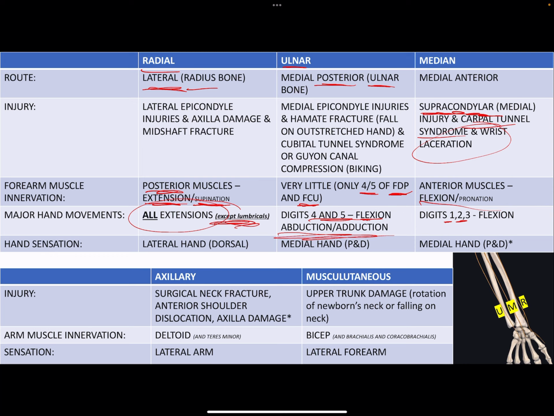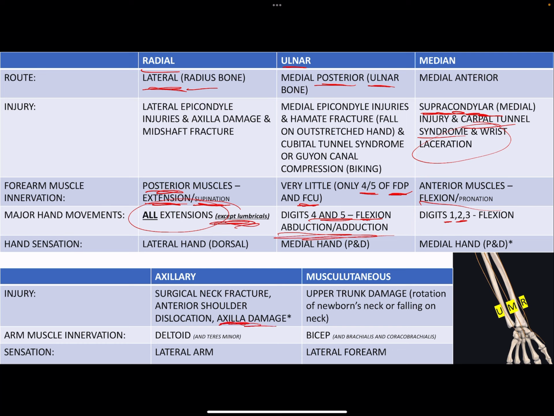For the hand sensation, the lateral hand, the dorsal side, is associated with the radial nerve. For the ulnar nerve, it's always the pinky and the ring finger, whether you're palmar or dorsal. For the median nerve, it's a little tricky. It's all palmar on the medial side, but on the dorsal side, it's only the tips of fingers 2 and 3.